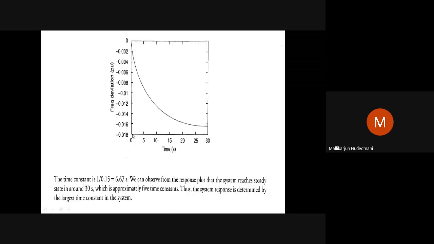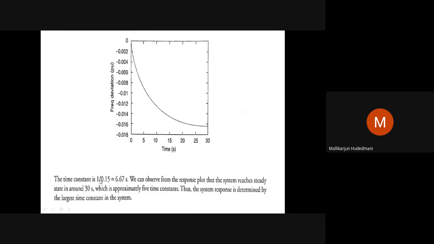You can see time from 0 to 30 seconds, whatever scaling has been done, and the frequency deviation noticed is exponentially declining over a large period of time and settles to 0 deviation. That's what the frequency deviation is here. From this plot we can obtain the time constant, which is 1 by 0.15, which is 6.67 seconds. We observe from the response plot that the system reaches steady state at around 30 seconds.